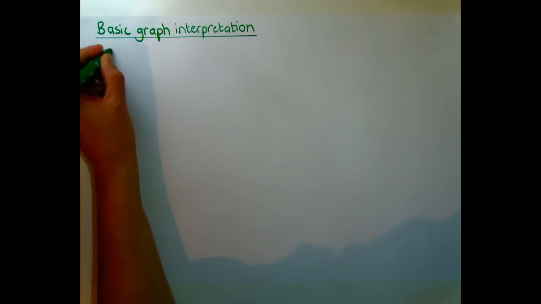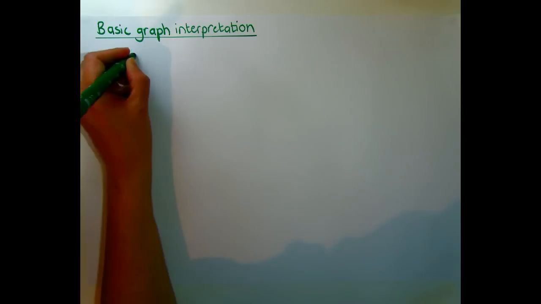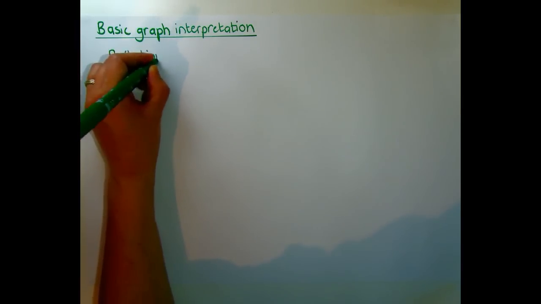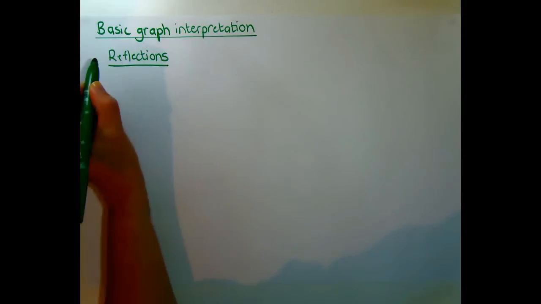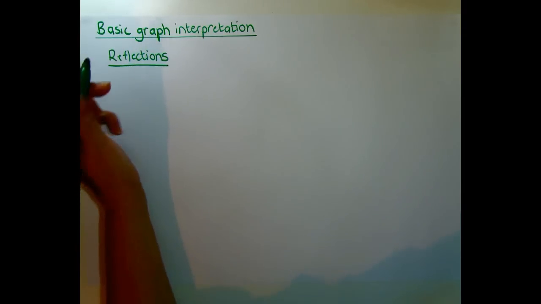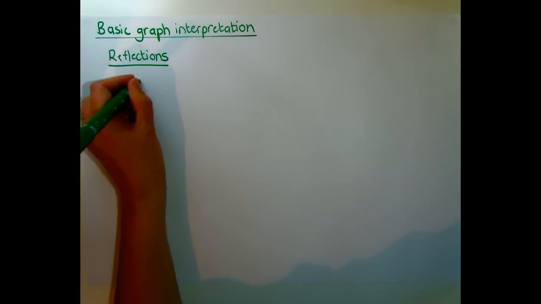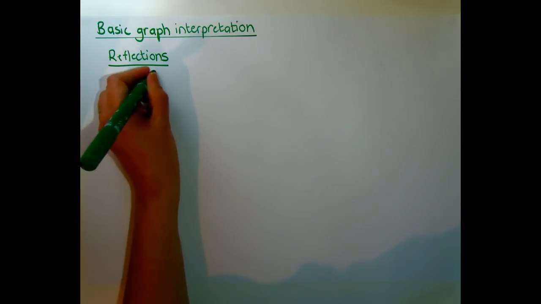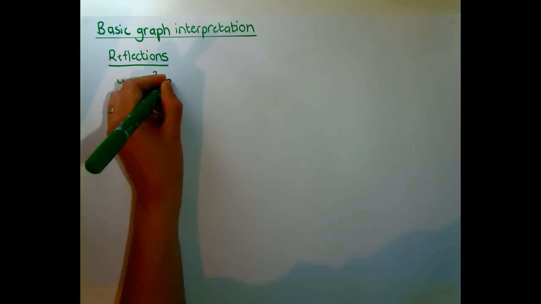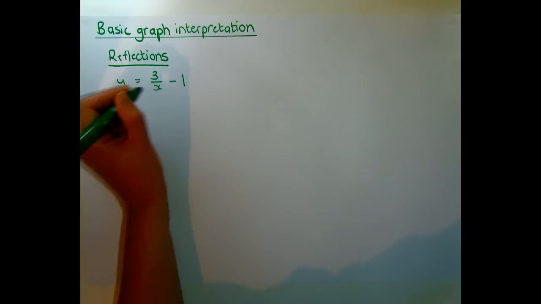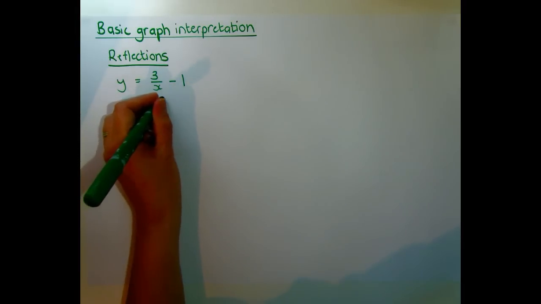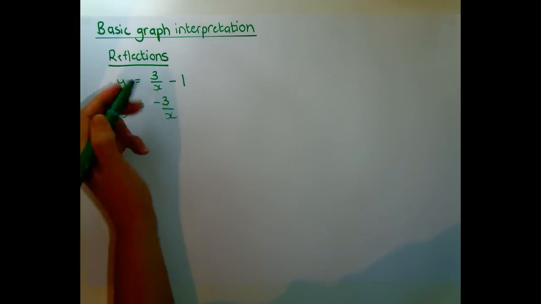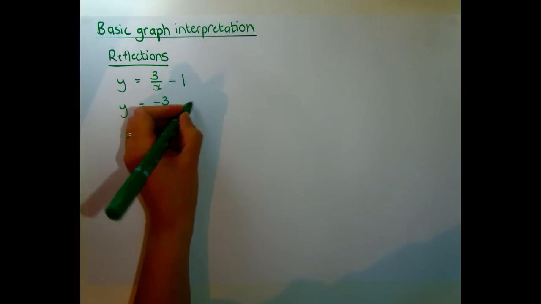So the first ones that we're going to look at now are when we talk about two graphs and we say, well, the one is the reflection of the other. So reflections we're going to look at. Okay, so if we say, for example, let's look at these two here. Let's say we've got y equals 3 over x minus 1, and then we've got another one, and we say that one is y equals negative 3 over x. So you see what's happened, the 3 has become negative, and let's say negative 2.